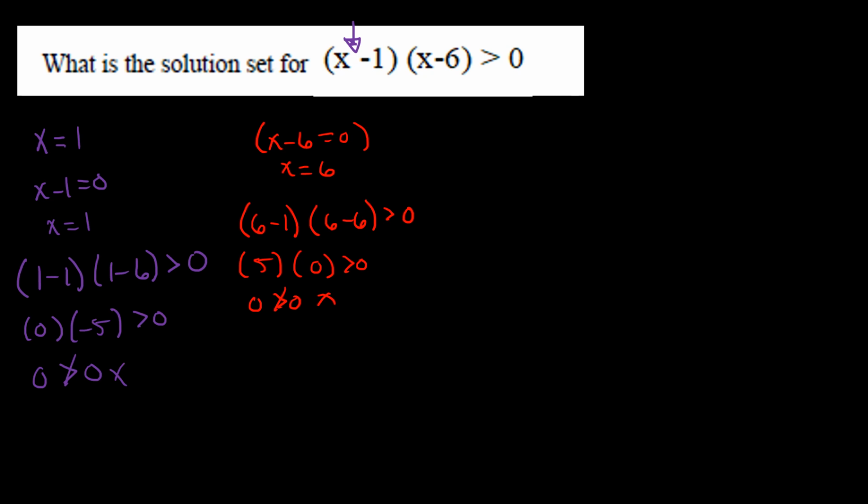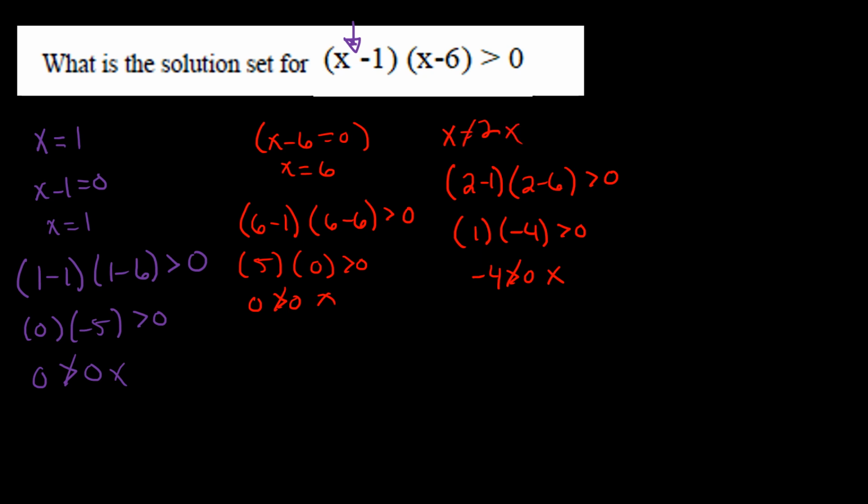We can have points maybe between 1 and 6, or they could be points outside 1 and 6. It won't be both. You'll recall when we graph inequalities, our lines are either going away from each other or towards each other. So let's test a value between 1 and 6. An easy value we can use is 2. If I try x equals 2 and plug this in, I could say 2 minus 1 times 2 minus 6 greater than 0. Well, 2 minus 1 is 1, times 2 minus 6 is negative 4 greater than 0. 1 times negative 4 is negative 4 greater than 0. This is no good, because negative 4 is not greater than 0.